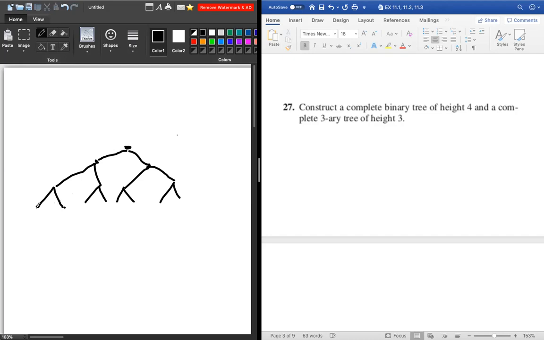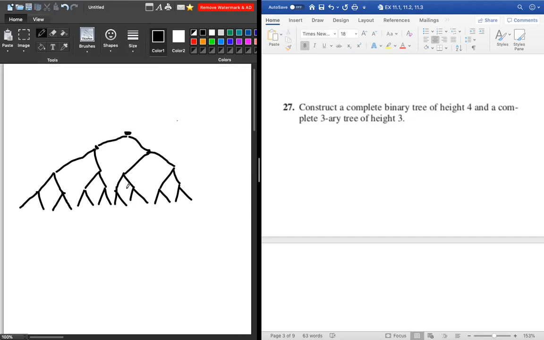So now we basically have to draw a binary tree of height 4. We will basically add one more level to it. This is a complete binary tree. Okay, so likewise, this is level 1, level 2, level 3, and level 4. So this is the height 4.